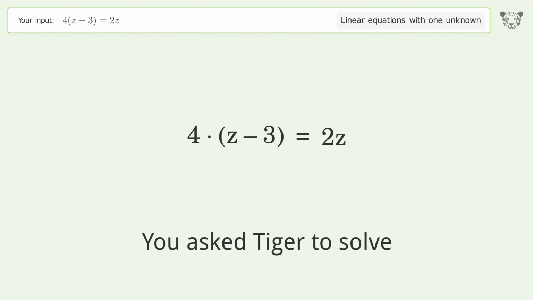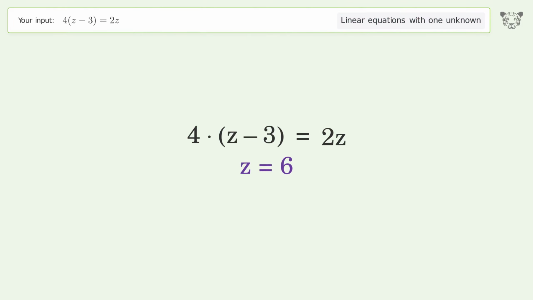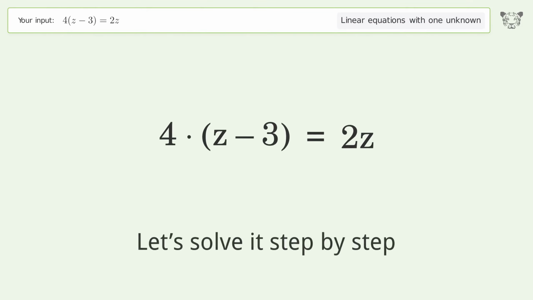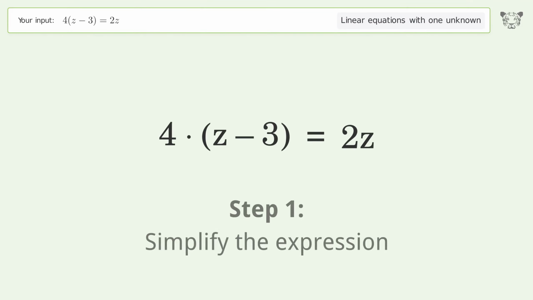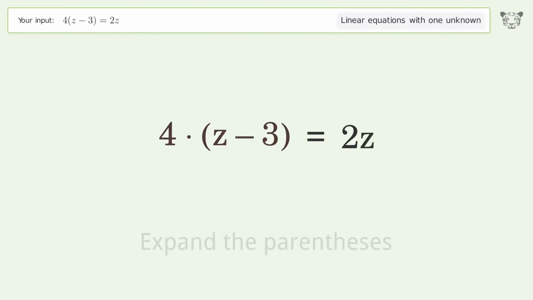You ask Tiger to solve. This deals with linear equations with one unknown. The final result is z equals 6. Let's solve it step by step. Simplify the expression. Expand the parentheses.